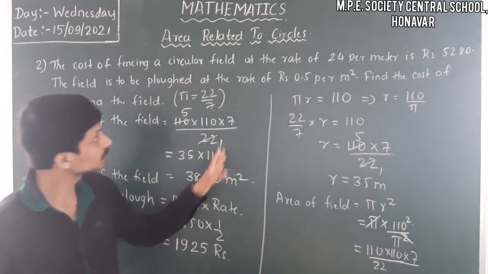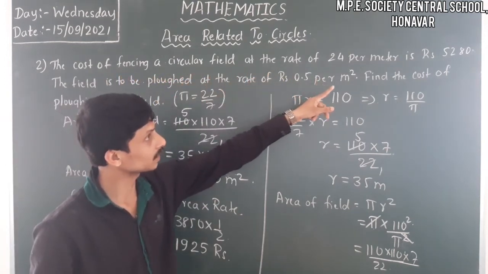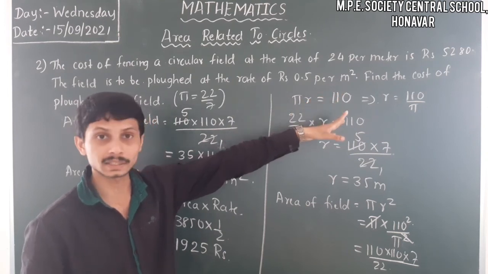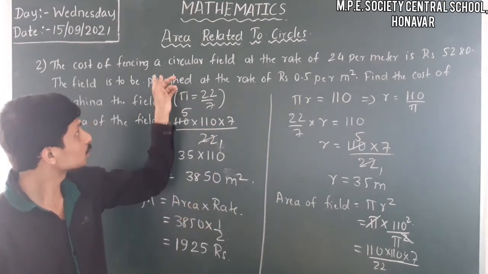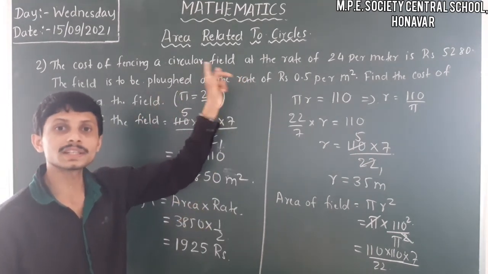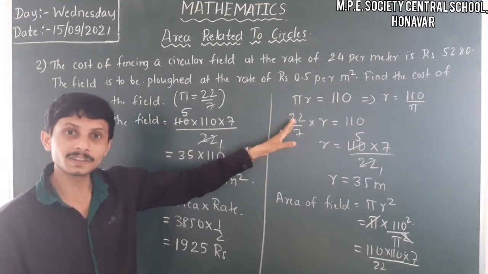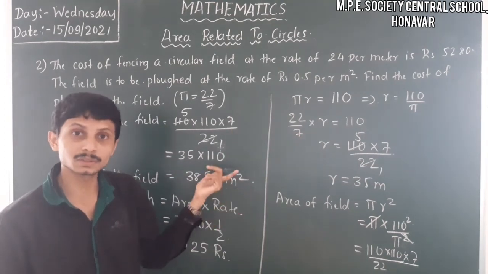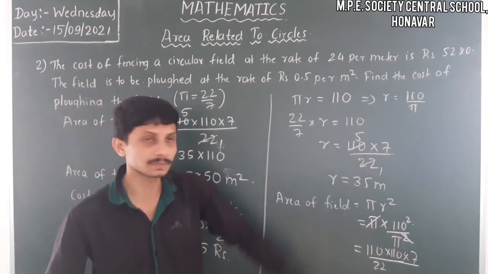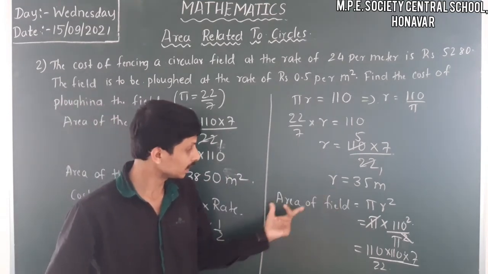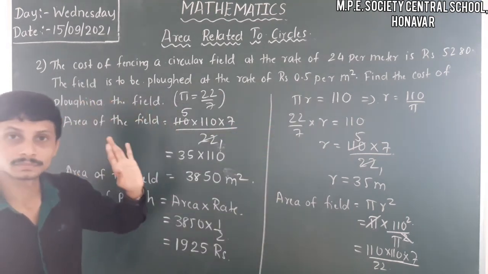Okay, I hope you understood this. Just observe here, it is given the cost of fencing a circular field at a rate of 24 per meter is rupees 5280, and the length, the circumference, is not given. So using this information I found out the length of the circular field. That length is nothing but the circumference. Using circumference, 2 pi r is equal to 220, I found out the radius as 35 meter. And using this radius we found out the area of the field, because we have to find out the cost of flowing the complete field.